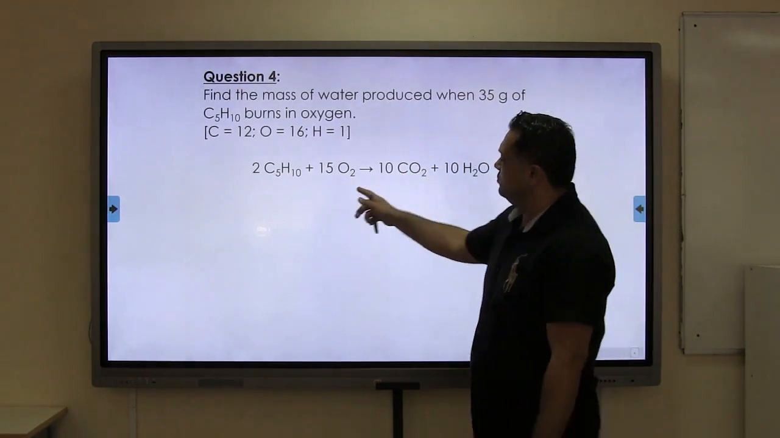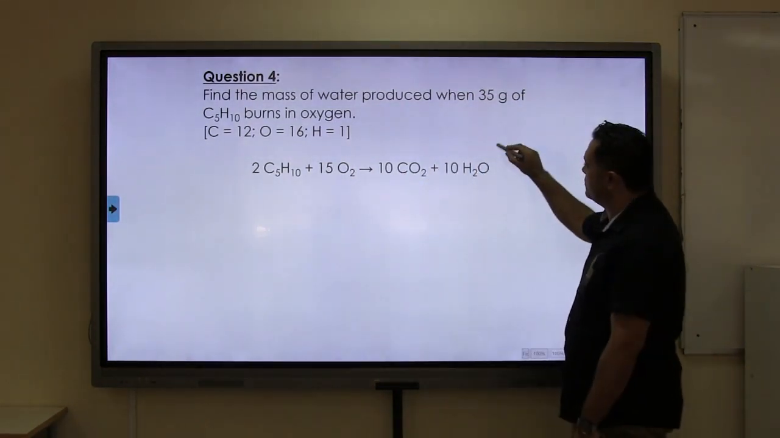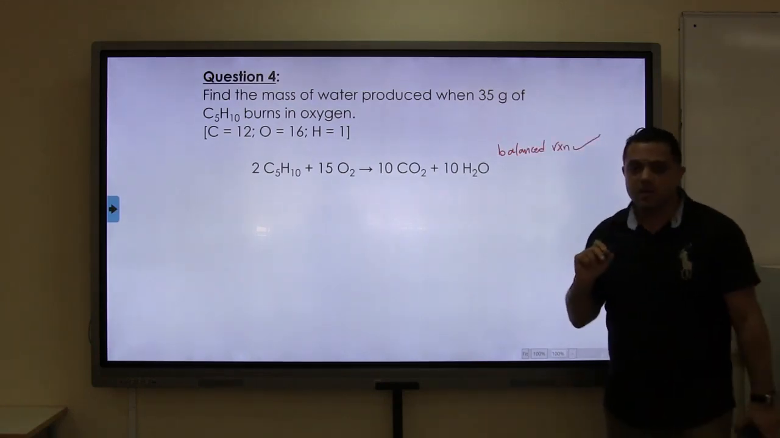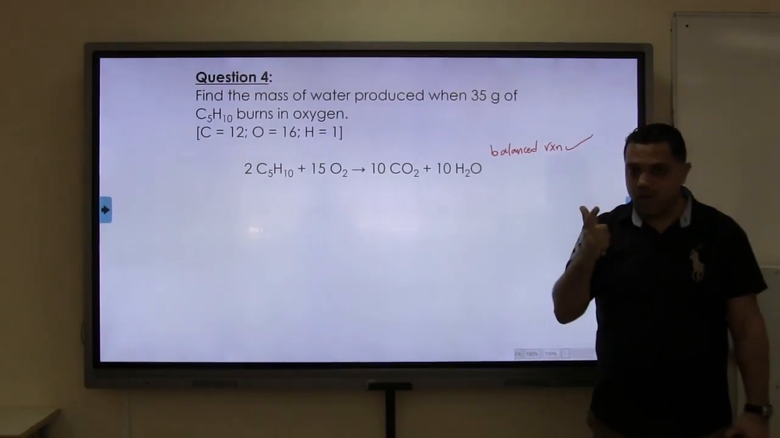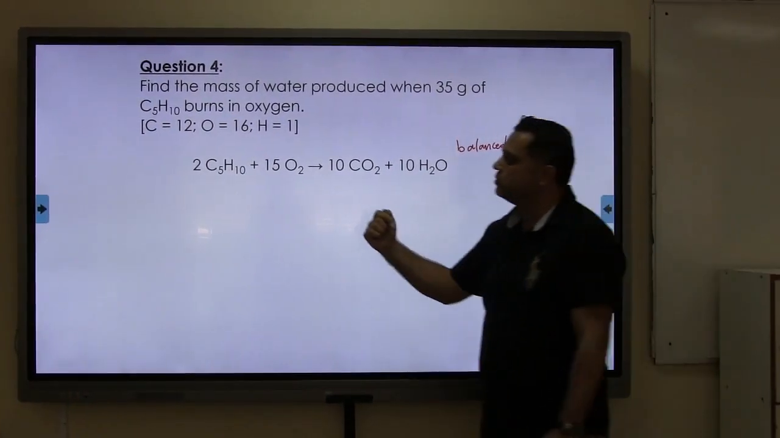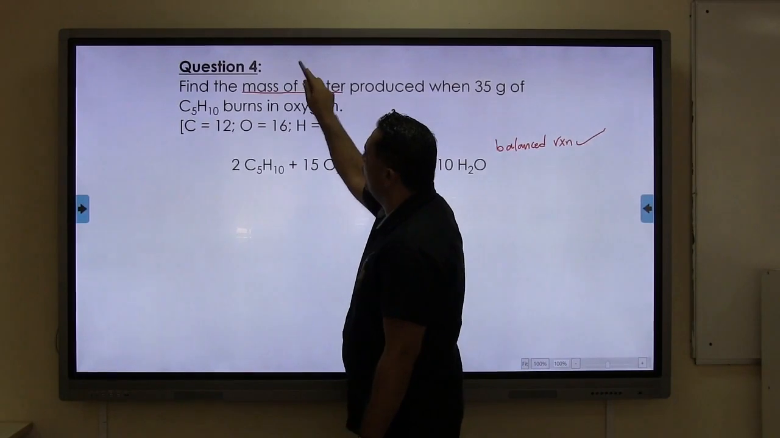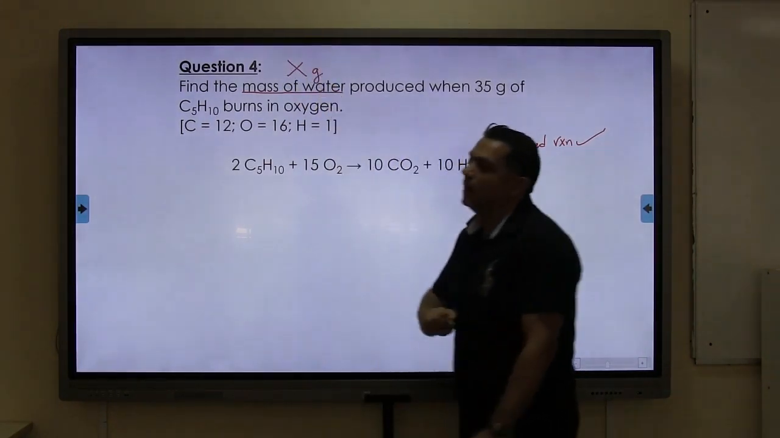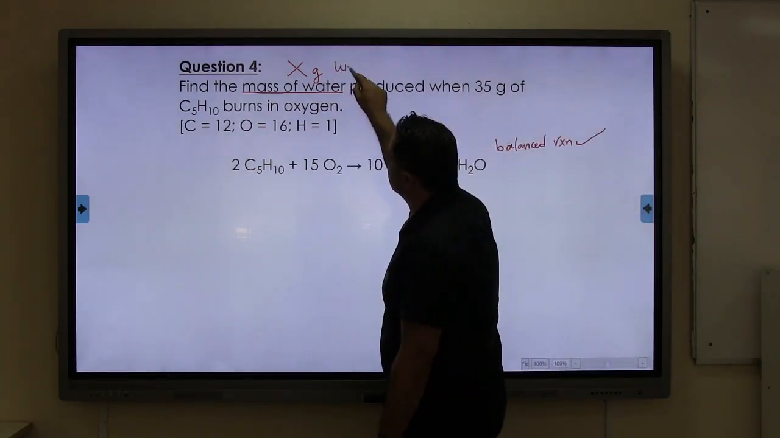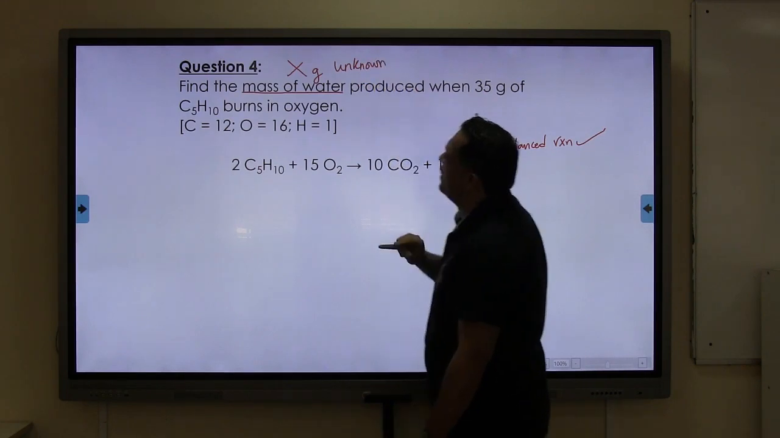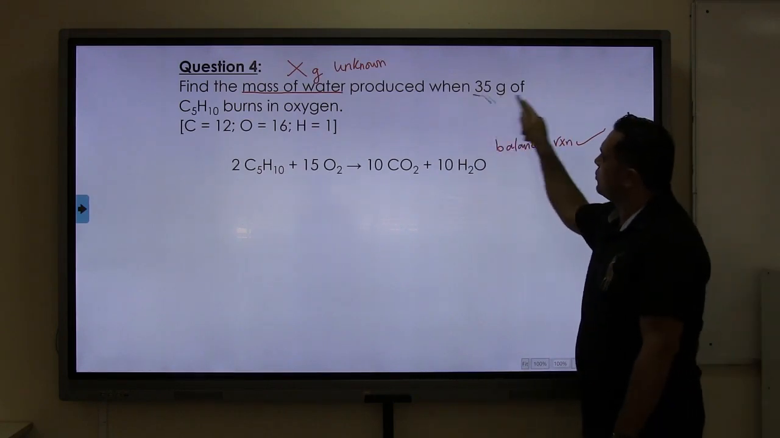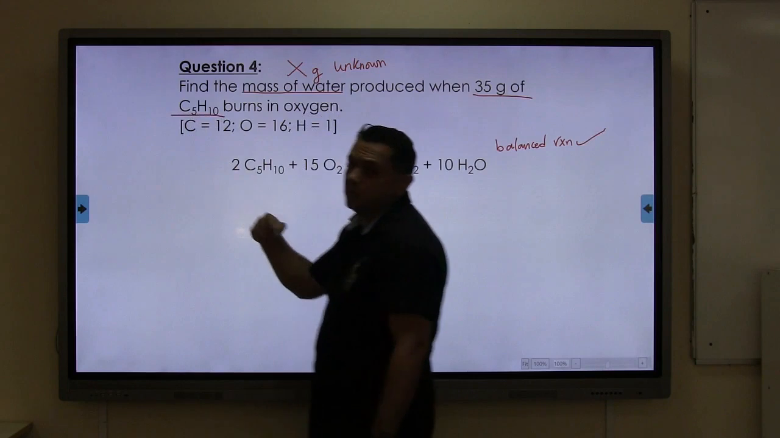So the first thing, we look at the reaction. The reaction is balanced. So balanced reaction, this is fine. Then, unknown and the given. Find the mass of the water produced. I don't know the mass of the water. So the mass of the water will be my unknown. So this is x, and since the mass will be in grams, it's x grams. So this is my unknown. Unknown is x grams of the water, produced when 35 grams of C5H10, so 35 grams of C5H10, this will be my given.